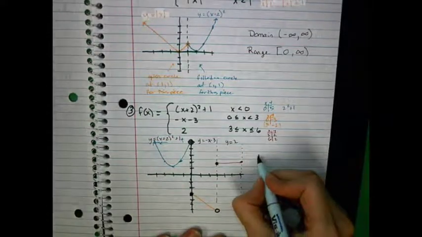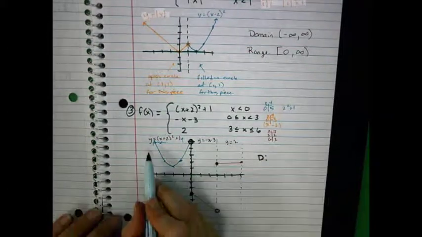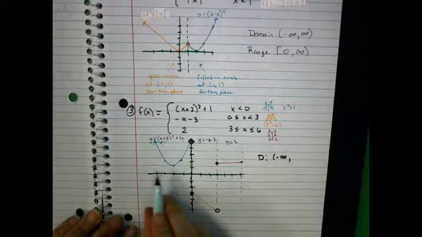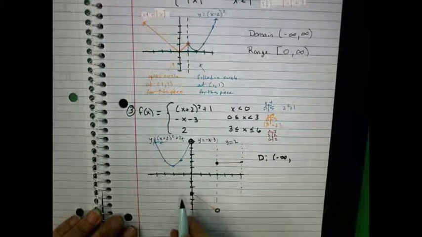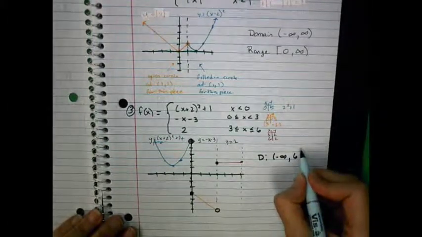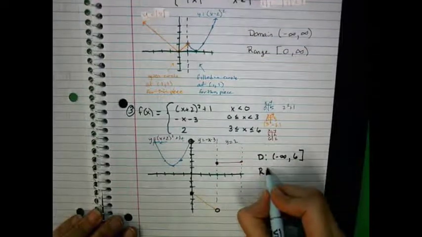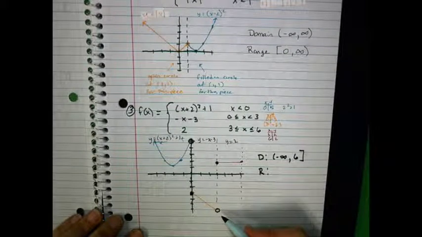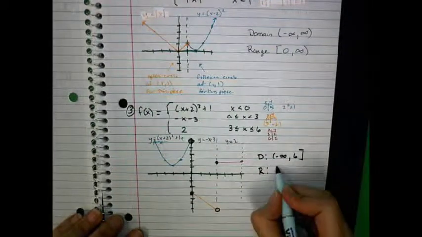My domain would be from negative infinity, because this one's going on forever. Yes, I do have a value at 0. Yes, I do have a value at 3, all the way to 6, and it includes 6. And my range would be, the lowest value is here at negative 6, and so I would not include it, so I'd have negative 6.